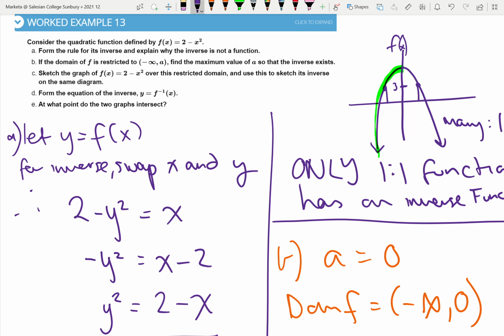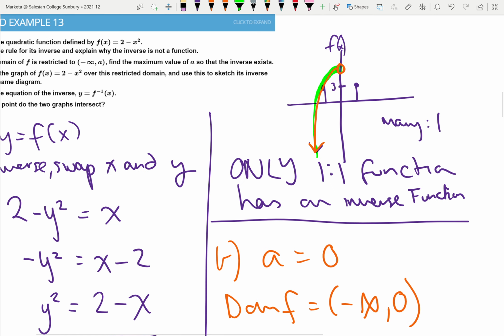Not too bad. There we go. It means I need an open circle here. So this is the part I want. Actually, I might get rid of that. So now this is no longer a many-to-one function. This is a one-to-one function.